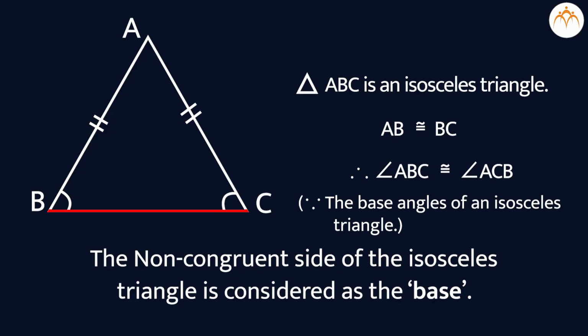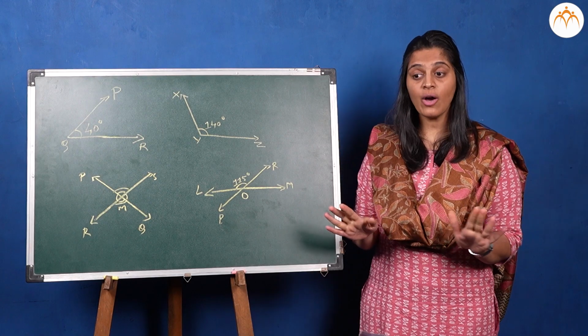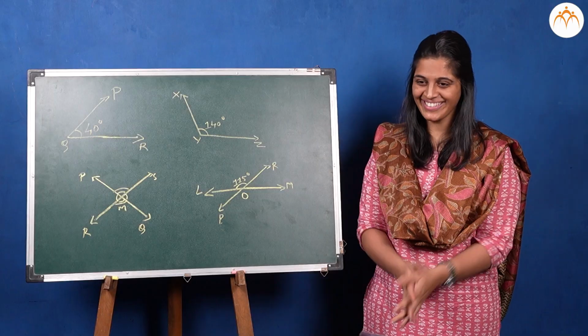The base angles of an isosceles triangle are congruent. The conditional statement: if a triangle is isosceles, then the base angles of the triangle are congruent. This statement is true. Contrapositive: if the base angles of a triangle are congruent, then the triangle is isosceles. This contrapositive is also true. Exactly. Right, Seema. So now you have understood it. What you have to do is practice more of these types of questions. Yes, we understood.